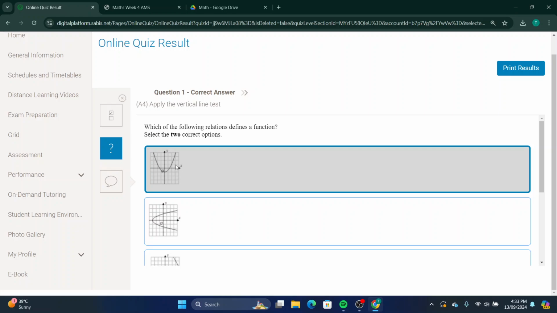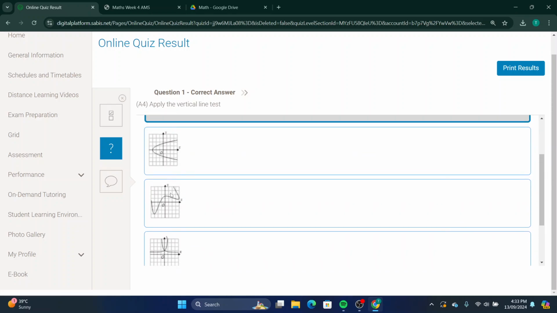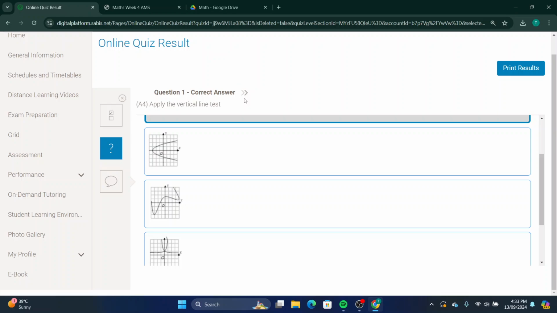So our functions are this one and this one. I say it's not a relation, but all functions are relations.